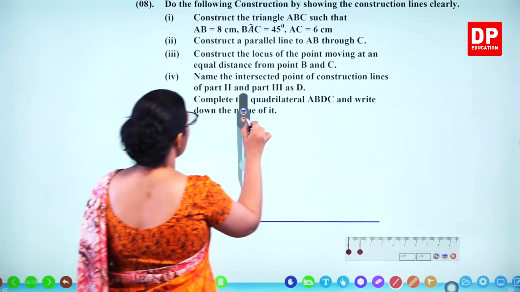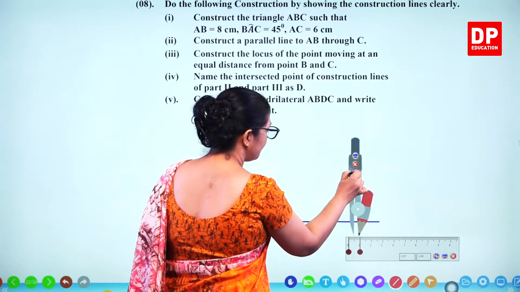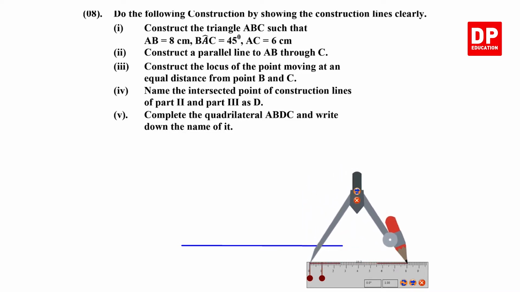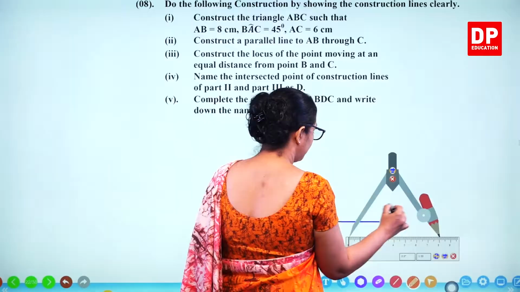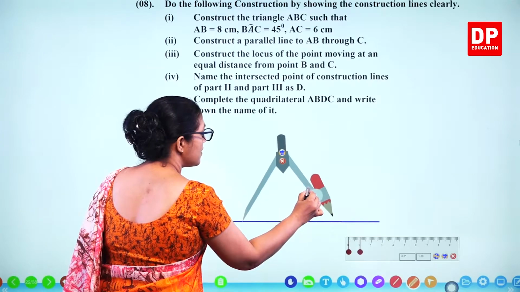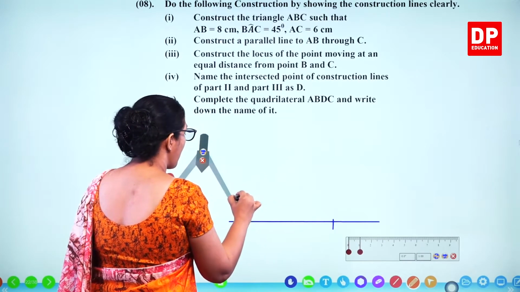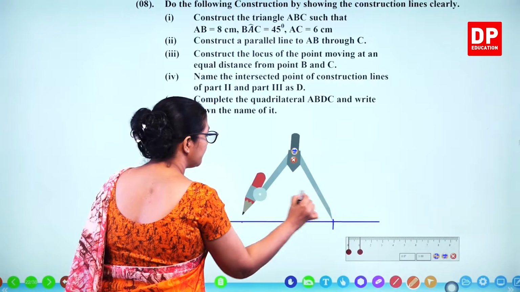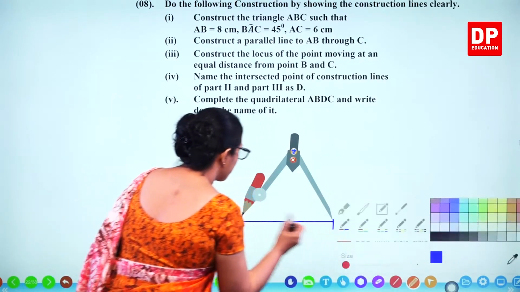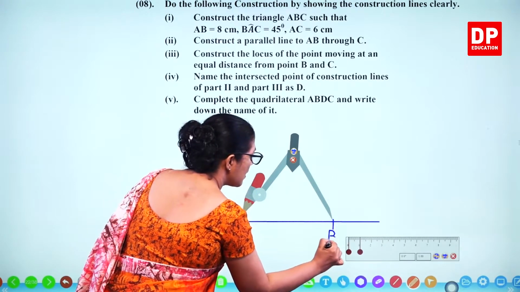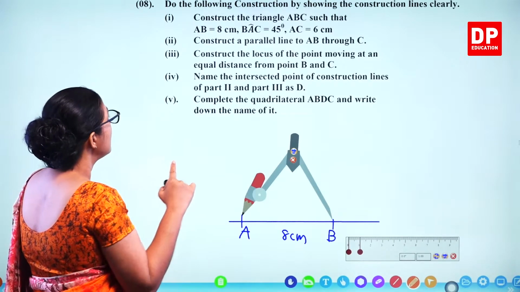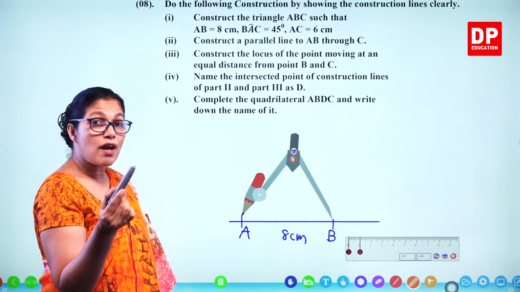AB is 8 centimeters. So measure 8 centimeters now. You keep it on the line segment and mark the 8 centimeter length first. So AB is 8 centimeters. Then angle BAC is 45 degrees. You have to construct 45.